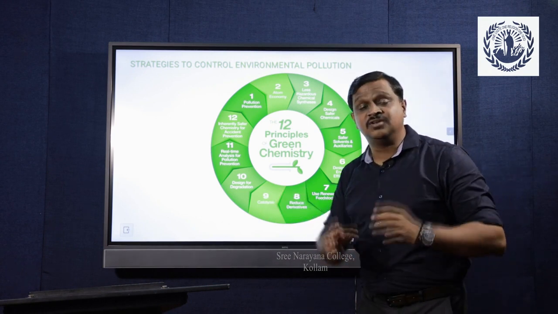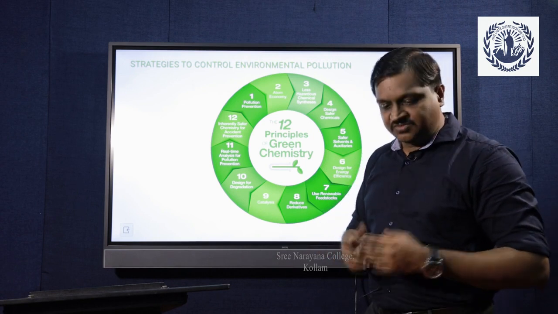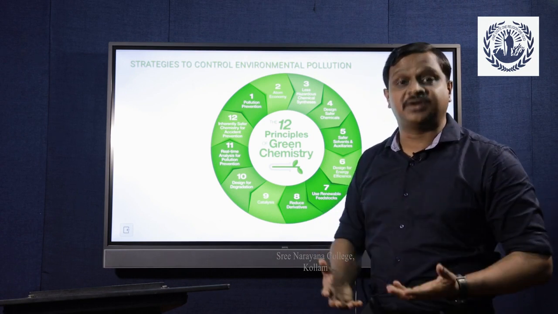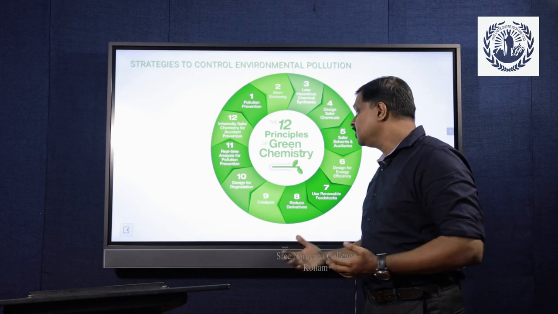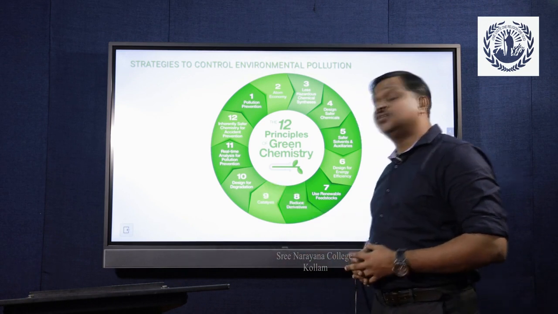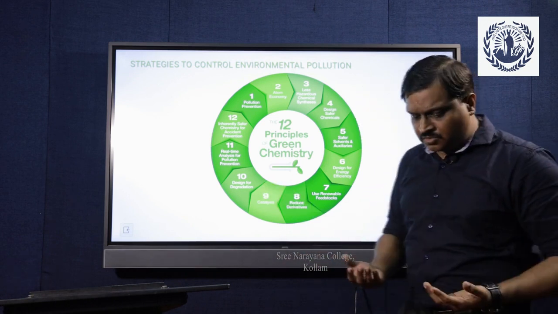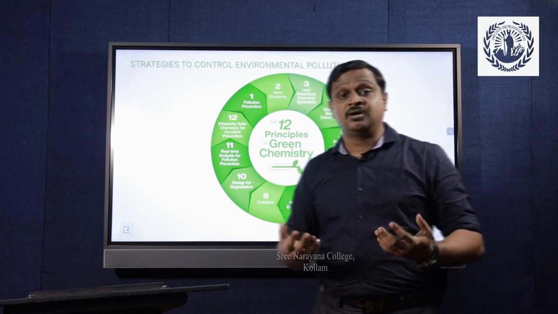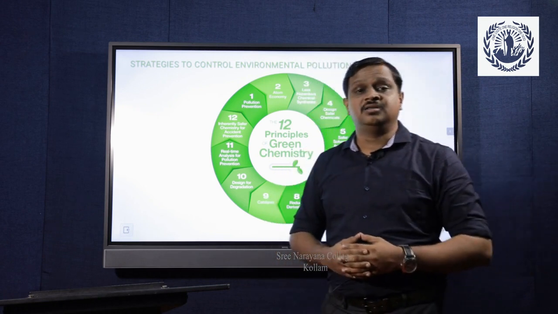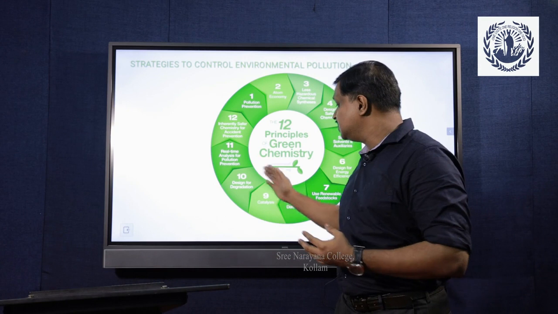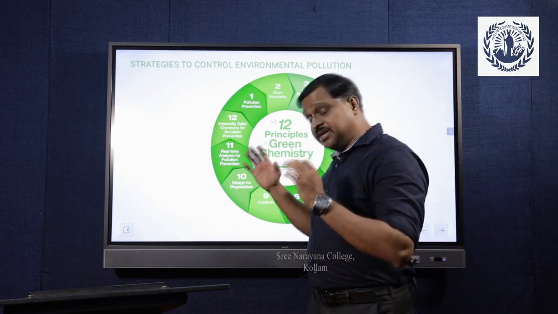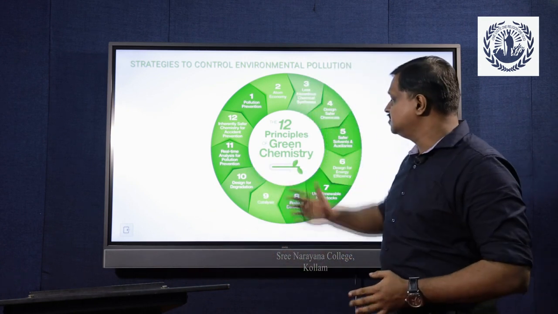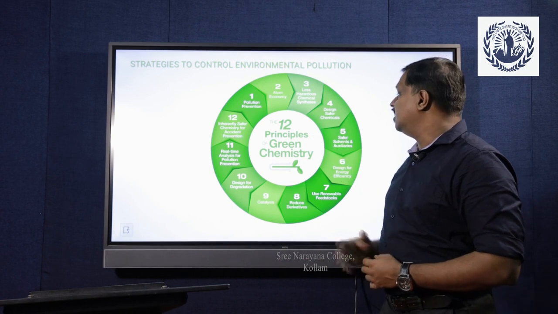The ninth one is catalysis. The use of catalysis is one of the most important things, so that we can save our time and improve our production. And the 10th one is design for degradation. Even if we are unable to control the pollutants, we have to have a strategy for their degradation. That is the 10th idea of green chemistry.